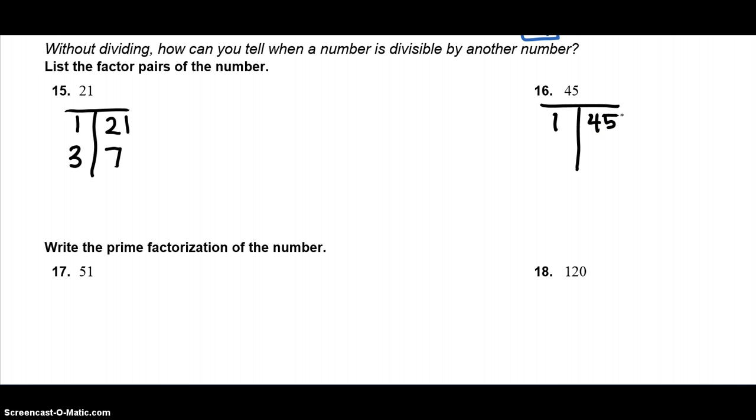Then I'm going to think about what other number could divide into 45. 3 could go into 45. It would be 3 times 15. And then lastly, since 45 ends in the number 5, I know that 5 can go into 45 evenly. In this case, it's 5 and 9. So the number 45 has 3 factor pairs.